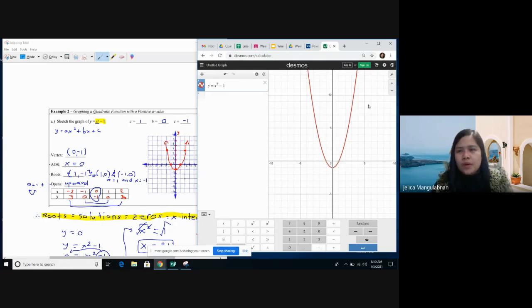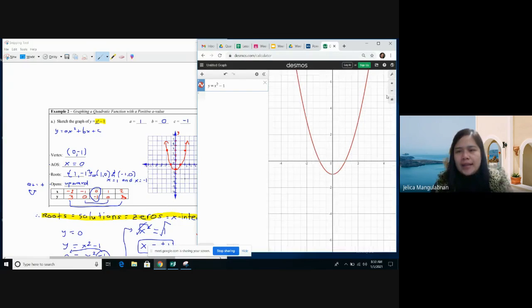See? We've graphed it right. It's going up and it passed through the roots. These are the zeros. If you want to double check your answer, this is the vertex. So we have the same graph. Did you get it? Is it easy? A little bit confused or what?